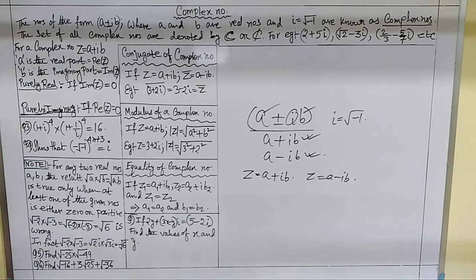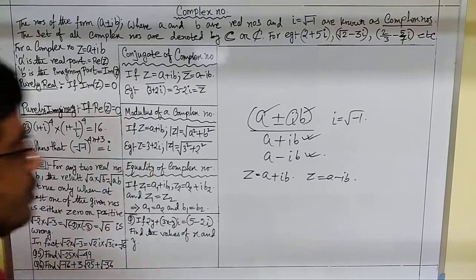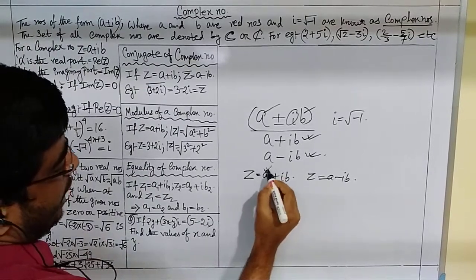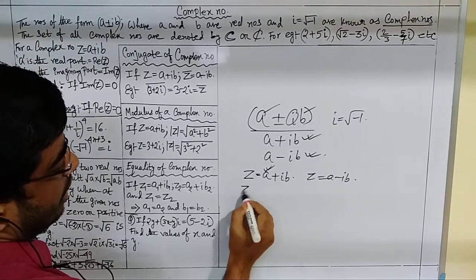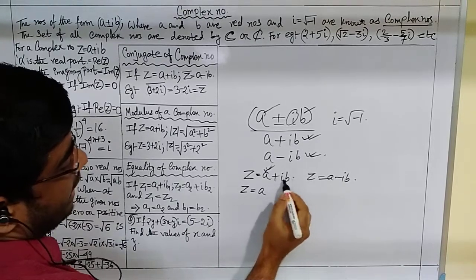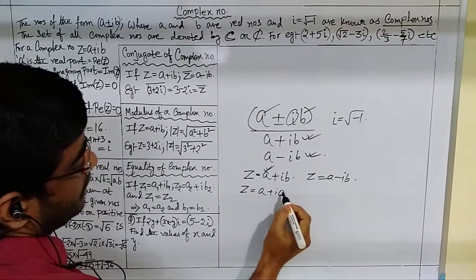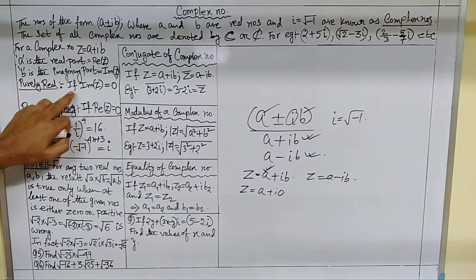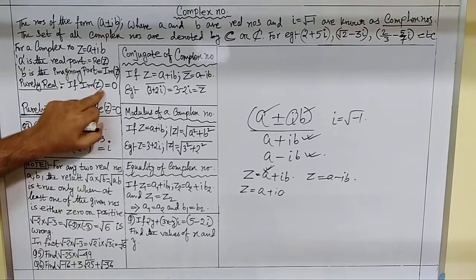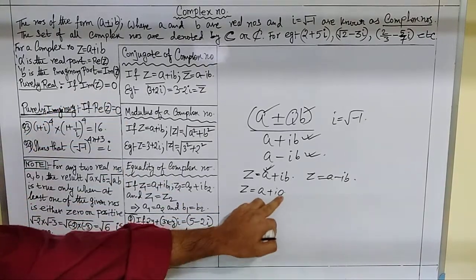Now, from here, two other things come into play, that is purely real and purely imaginary complex numbers. Purely real means, since we know a is the real part, a complex number will be called purely real if we have only the real part and the imaginary part is 0. So b must be 0. That's why it's written: purely real if Im, the imaginary part of the complex number Z, is 0. That means here b is 0.